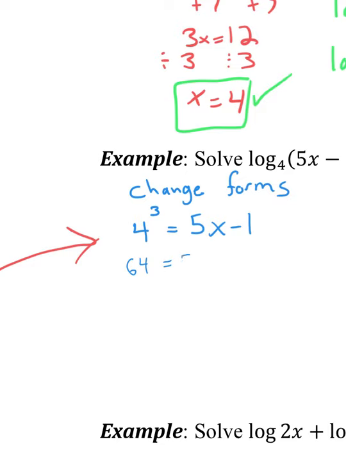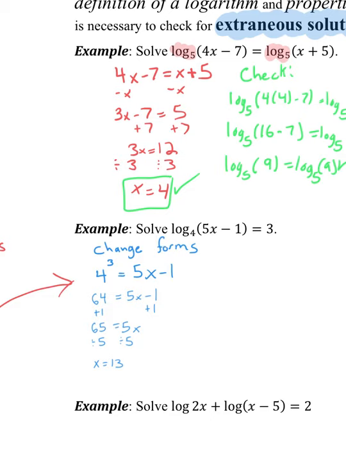4 to the third is 64. Start by adding 1 to both sides. We get 65 equals 5 to the x. To get x by itself, we're going to divide both sides by 5. And we get x equals 13. And that should be our solution. We want to double check. So we'll do our check over here.